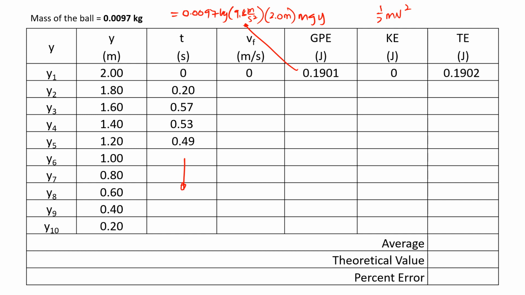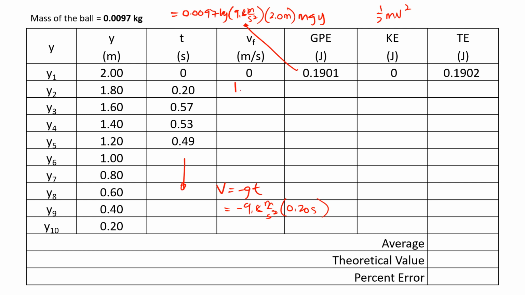The first thing we need to do is compute the velocity at 1.80 given the time of 0.20 seconds. The formula is negative gt. Again, the g here is 9.8 meters per second squared. So that is simply equal to negative 9.8 meters per second squared multiplied by 0.20 seconds. So this is 9.8 multiplied by 0.2, and the answer here is 1.96.